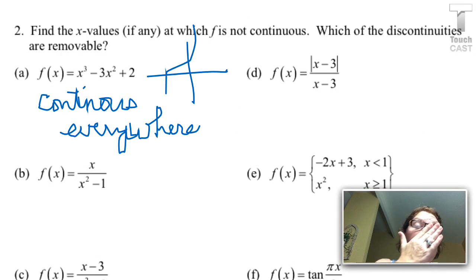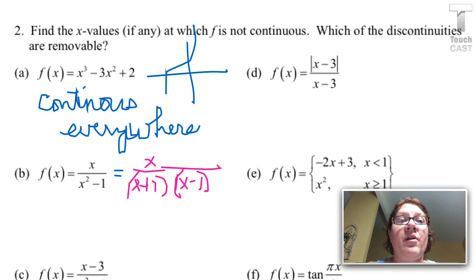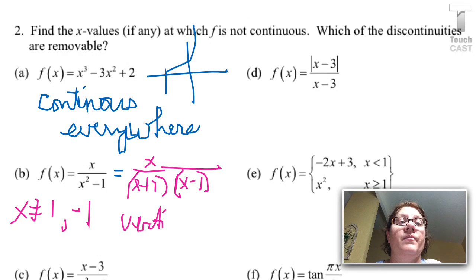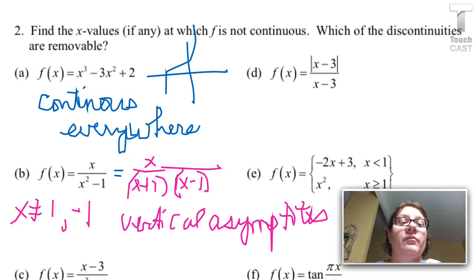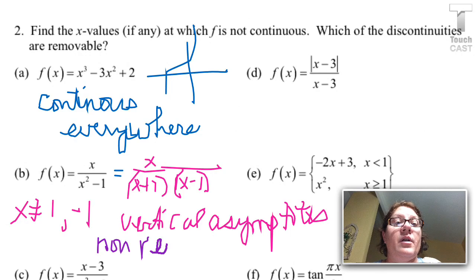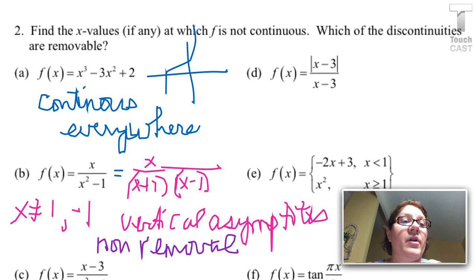And then letter B, I can factor the denominator, and of course those are going to be no-no numbers, so x cannot be 1 or negative 1, and if you remember on these rational polynomials, that's going to give me vertical asymptotes, which are non-removable. So the non-removable discontinuities are at plus and minus 1.